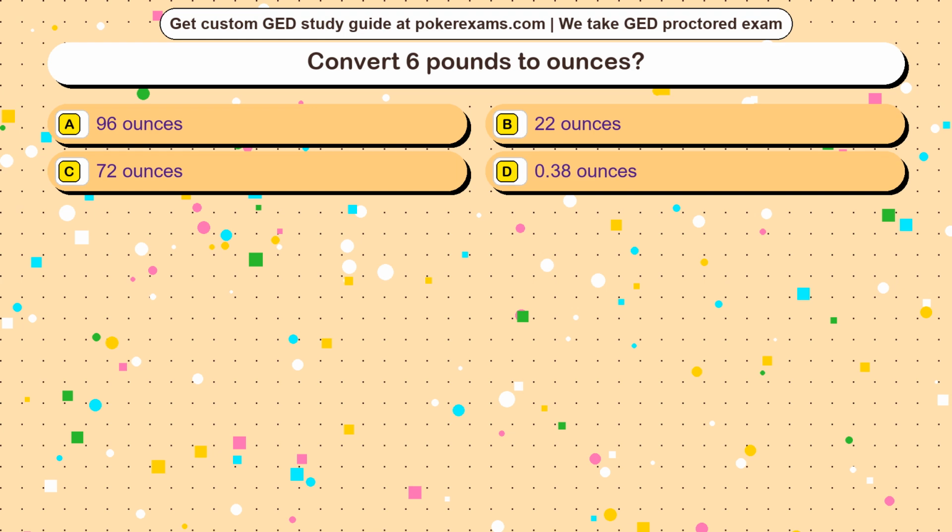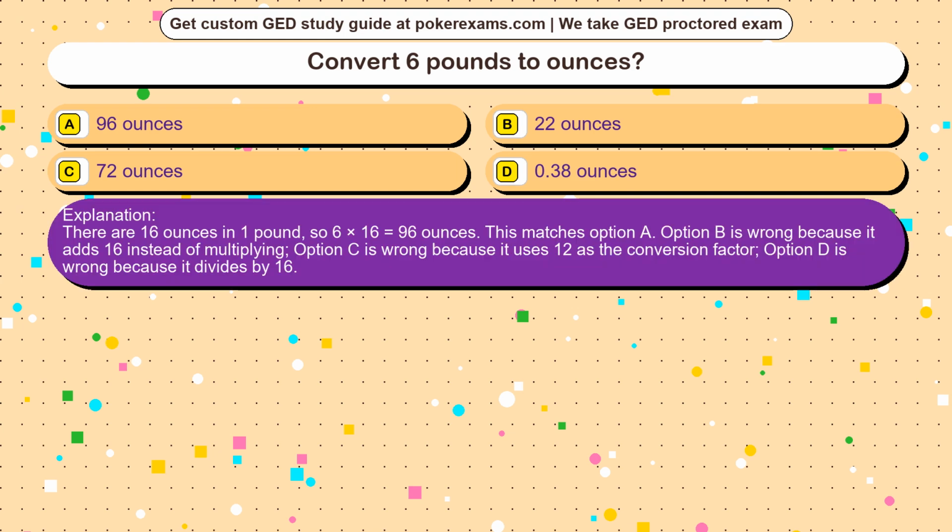The correct answer is option. There are 16 ounces in 1 pound, so 6 times 16 equals 96 ounces. This matches option A. Option B is wrong because it adds 16 instead of multiplying. Option C is wrong because it uses 12 as the conversion factor. Option D is wrong because it divides by 16.